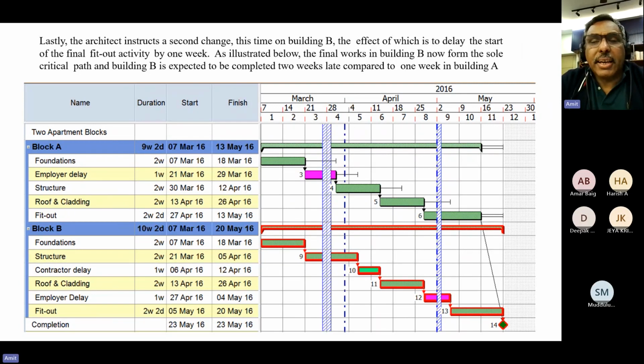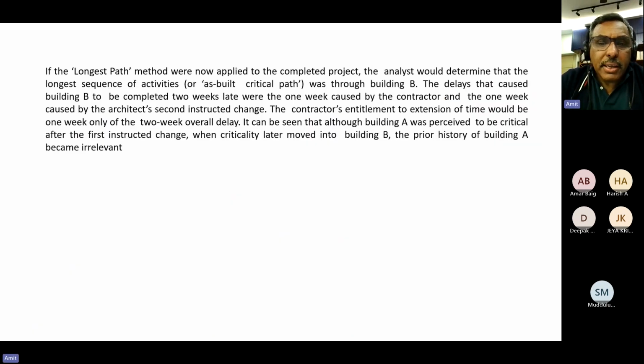Now, what happens? Architect again gives a variation, but this time he gives a variation on building B, variation order. Now, building B becomes the critical path, and you automatically get a float on building A. The contractor gets a float on building A. So this way, in a very simple method, the critical path will keep changing and the contractor will keep getting floats on activity which were not anticipated in the original schedule. And this keeps happening every time you put a delay activity.